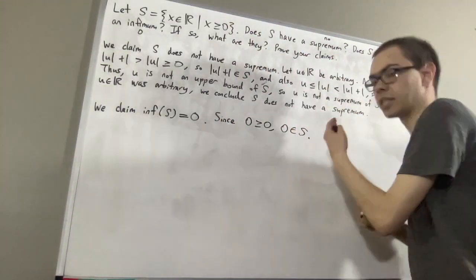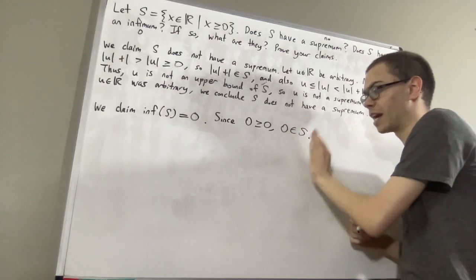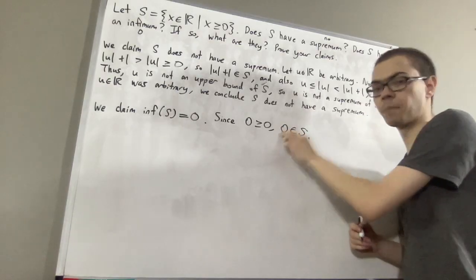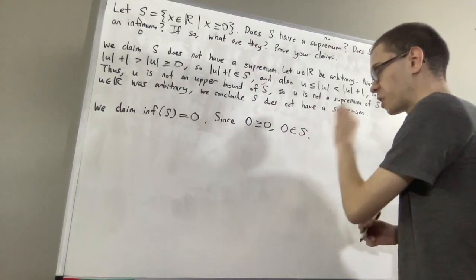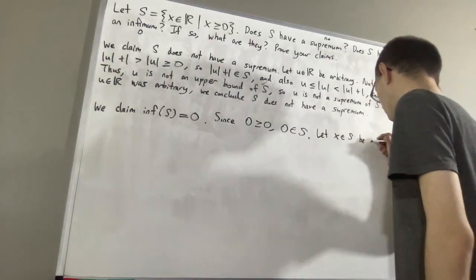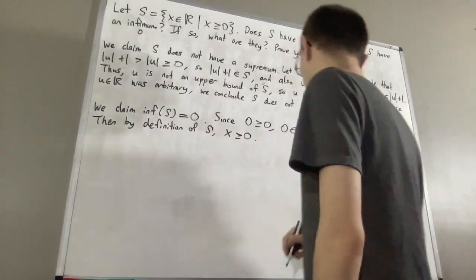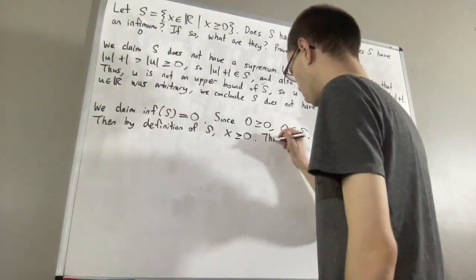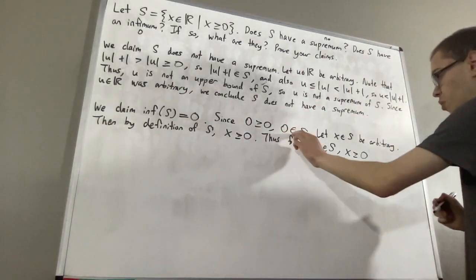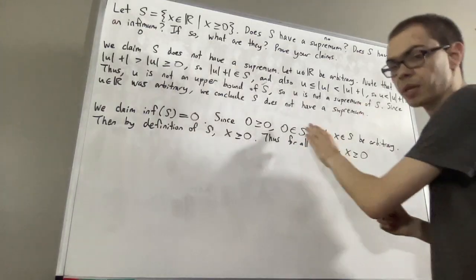So for 0 to be the smallest element of S, we need 0 to be an element of S itself. We also need, for every x in S, x is greater than or equal to 0, by definition of smallest element, or minimum element. So to prove that, let's give ourselves an arbitrary x in S. Then by definition of S, x is greater than or equal to 0. So since x was an arbitrary element of S, this shows for all x in S, x is greater than or equal to 0. And so since 0 is an element of S, and for all x in S, x is greater than or equal to 0, by definition, 0 is the minimum of S.